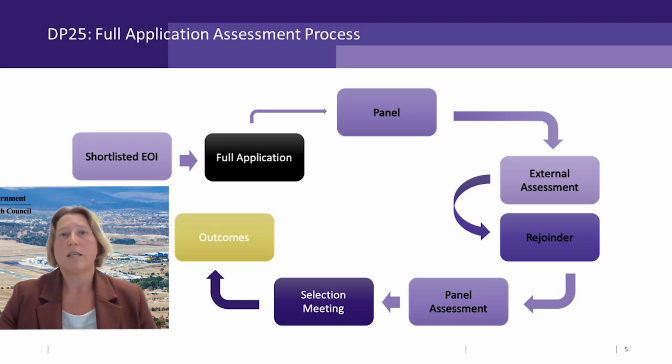There are no changes to the assessment process for the full application stage from the previous Discovery Project rounds. Applications will be assessed by both general and detailed assessors, and applicants will be able to submit a rejoinder. Each full application will be assessed independently of the related expression of interest and on its own merits as it is presented.